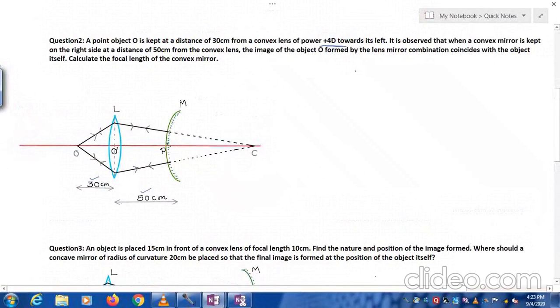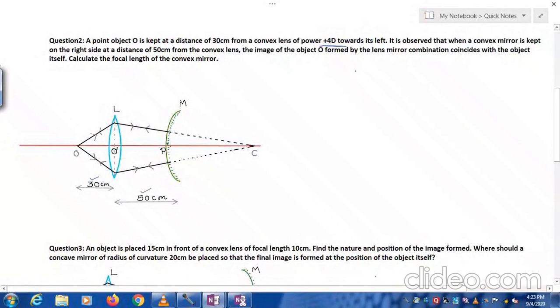It is observed that when a convex mirror is kept on the right side, at a distance of 50 centimeter from the convex lens, the image of the object O formed by the lens-mirror combination coincides with the object itself. Calculate the focal length of the convex mirror. Here the focal length of the convex mirror is being asked.